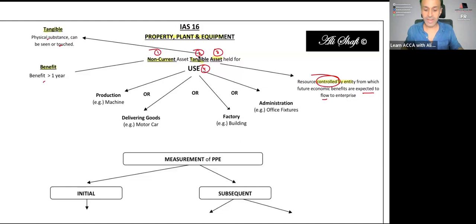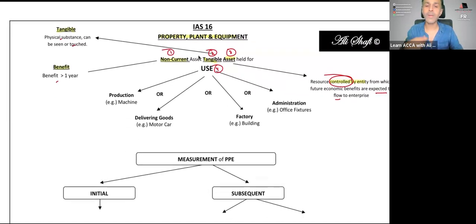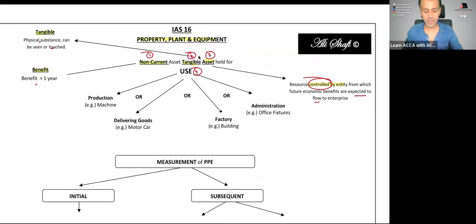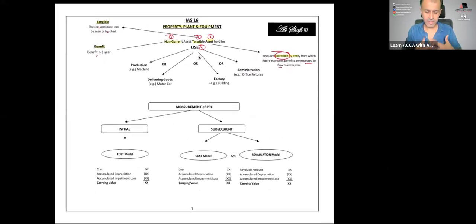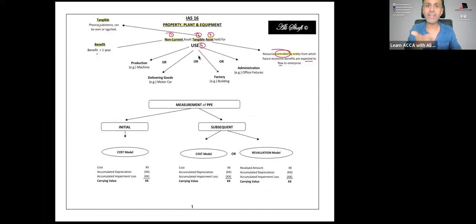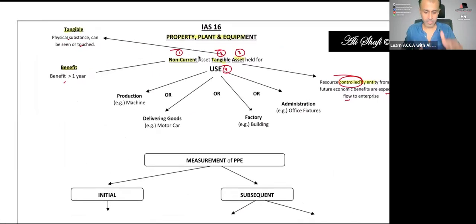So try to understand this definition by taking a lot of examples that are around you, and then pass them through the second, third, fourth part. You'll be so comfortable in learning the definition of property, plant, and equipment in this manner. Okay. And at the end of the day, it's written in such a way that you hardly need 1 minute to revise. Okay, tangible, benefit, production, use, delivering goods, resource that I control. It's so easy for me to revise.